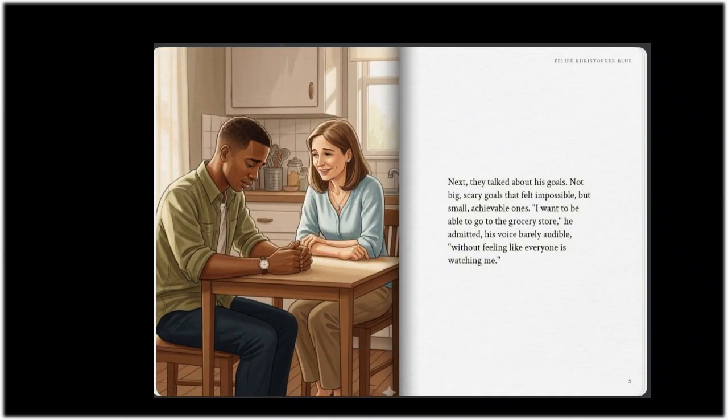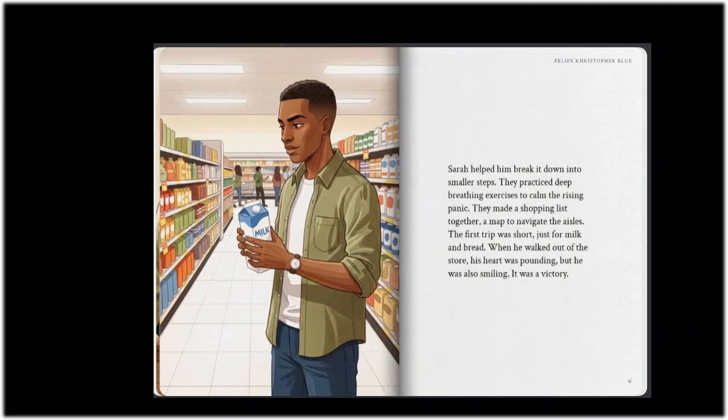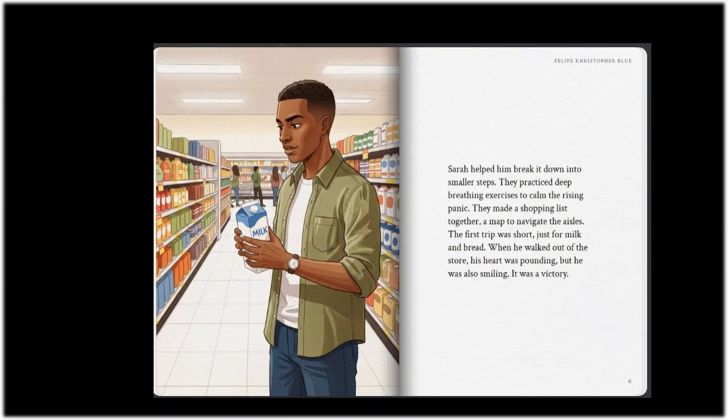Next, they talked about his goals. Not big, scary goals that felt impossible, but small, achievable ones. "I want to be able to go to the grocery store," he admitted, his voice barely audible, "without feeling like everyone is watching me." Sarah helped him break it down into smaller steps.